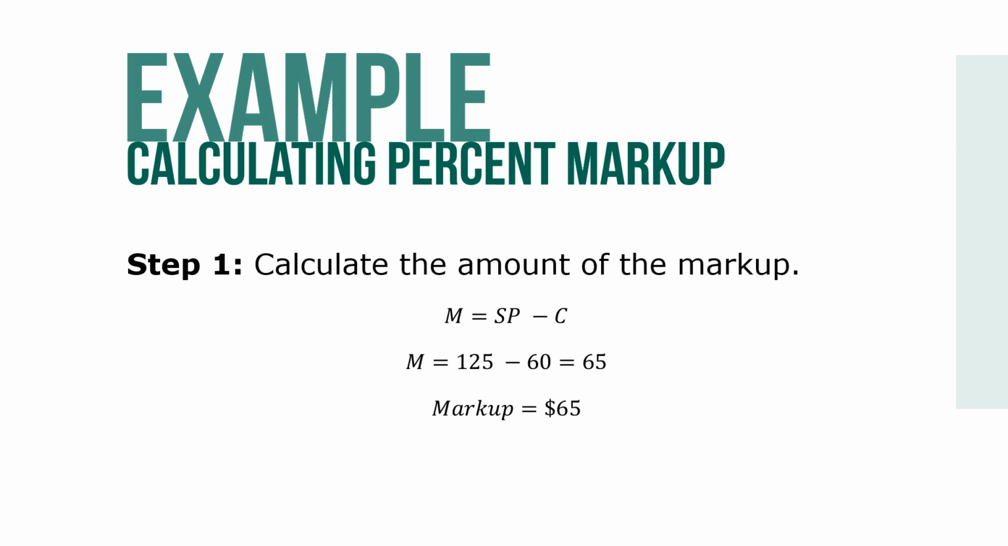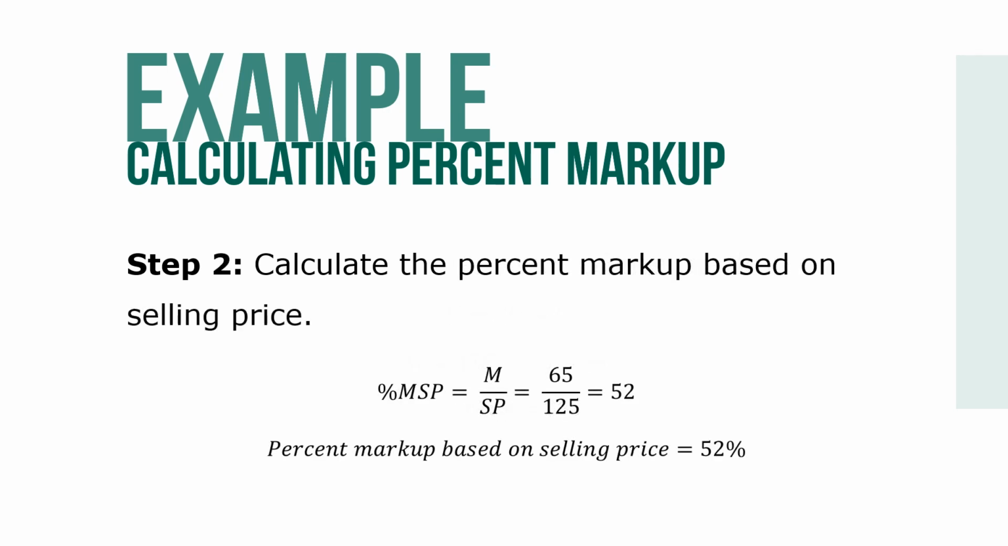Calculate the amount of the markup using M equals SP minus C. So M equals 125 minus 60, which equals a markup of $65. Calculate the percent markup based on selling price. Percent markup based on selling price equals M over SP, so that's 65 over 125, which gives us a percent markup based on selling price of 52%.